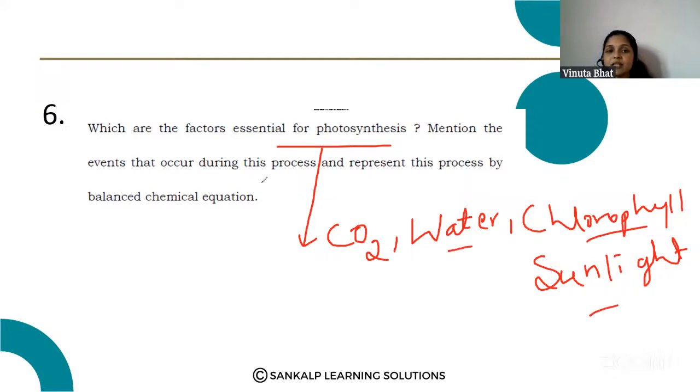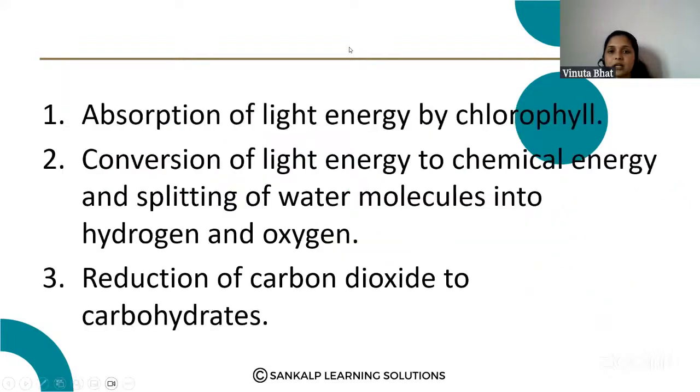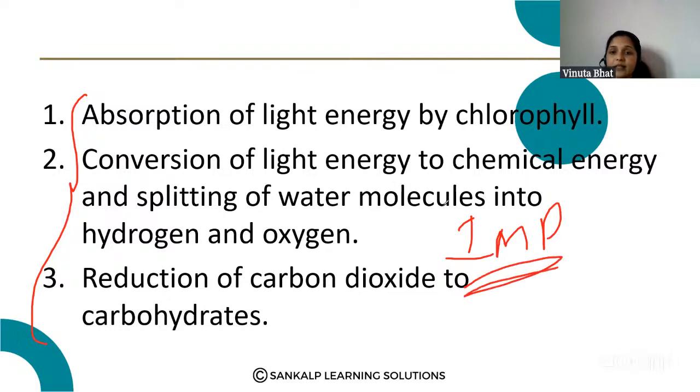Mention the events that occur during the process. So you know that already we have discussed this point, the events that occur during the photosynthesis. Very important. Absorption of light energy by chlorophyll, conversion of light energy to the chemical energy, water molecules split into hydrogen and oxygen, and reduction of the carbon dioxide into carbohydrates.